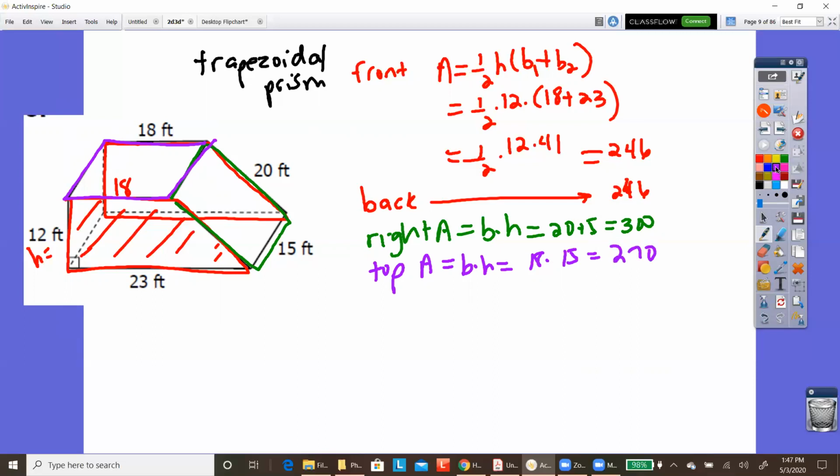And then we're going to go to the one on the left. And that rectangle on the left is 12 by 15.